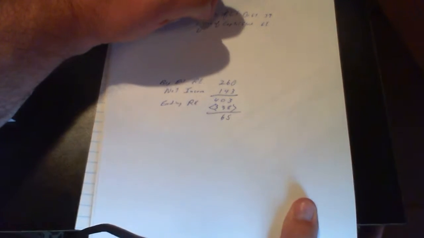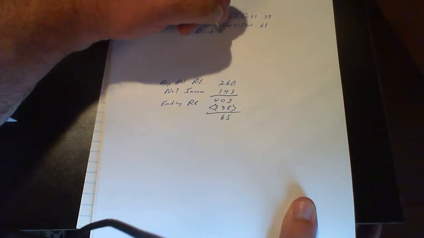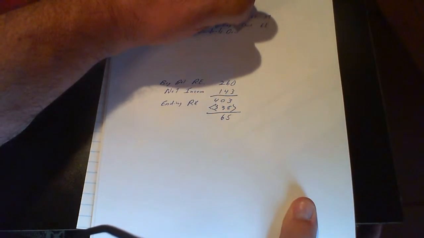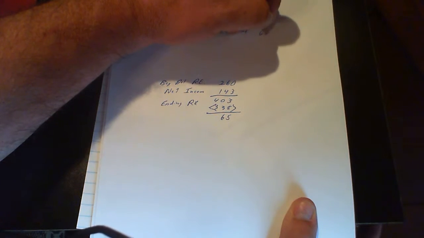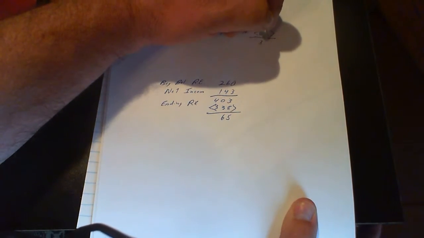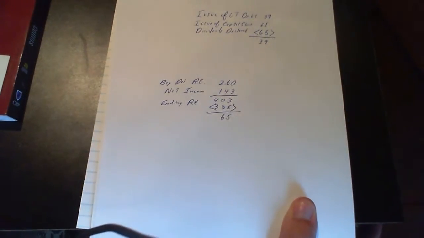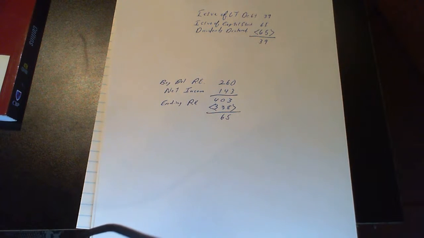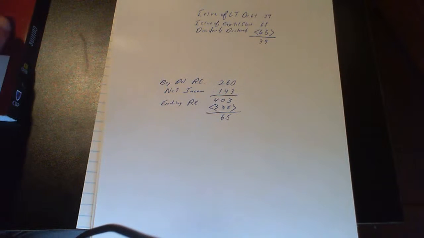So we go up here and put dividends declared. And that's not a mistake. It's exactly the same as the capital stock issue. We add that all together. And our cash flow from financing activities was 39 on that. All right, so that is brief exercise 22-21.